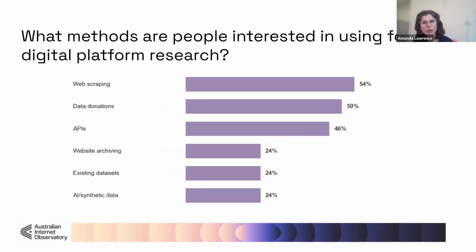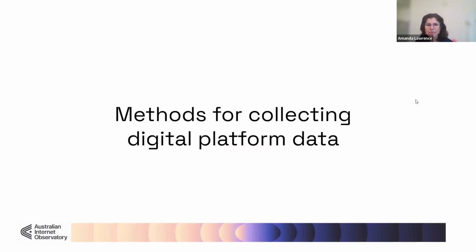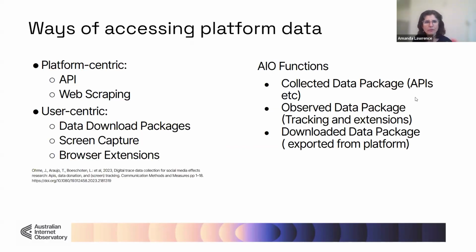We also asked people what methods they are using, and web scraping is being used a lot, which is able to be used at a small scale. And then there is a lot of interest in data donations, this new method that we're going to talk about shortly. APIs, which have been a long-standing method, website archiving, and looking at existing data sets are less important.